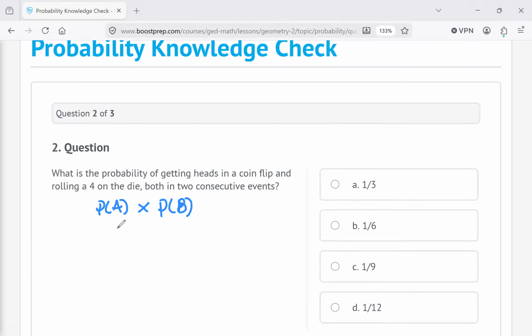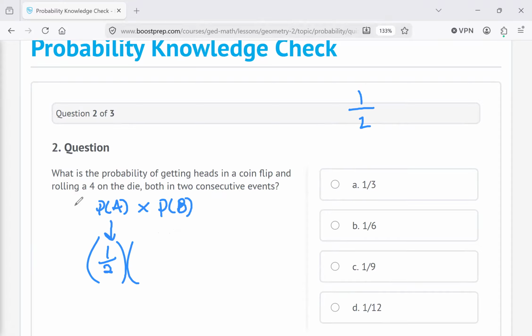Let's see, what is the probability of getting heads in a coin flip? A coin has only two sides, right? So let's do the first one, P of A. That's only 50% or 1/2. A coin has two faces, heads or tails. There's a 1 out of 2 chance of getting heads. And then we're going to times it by P of B.